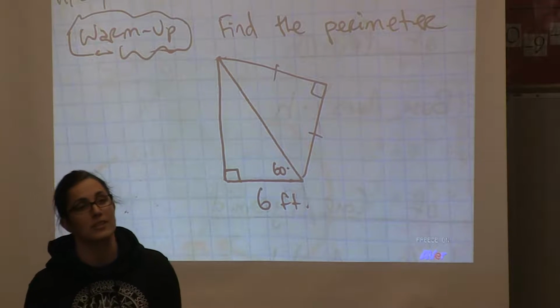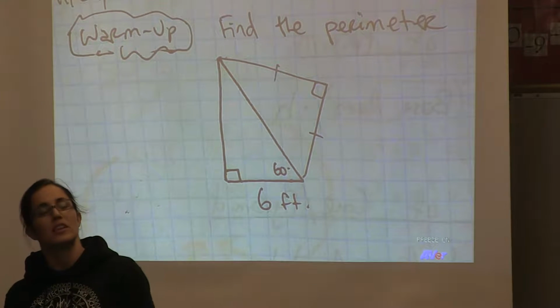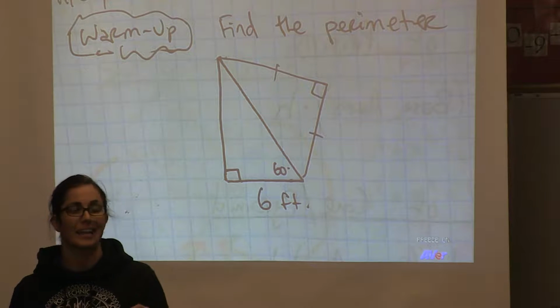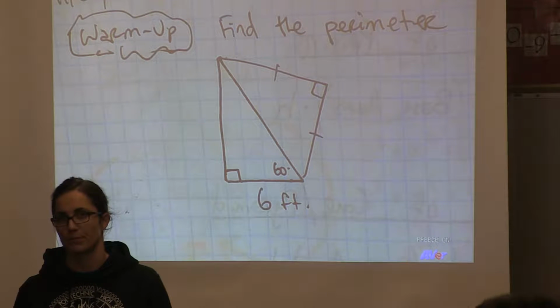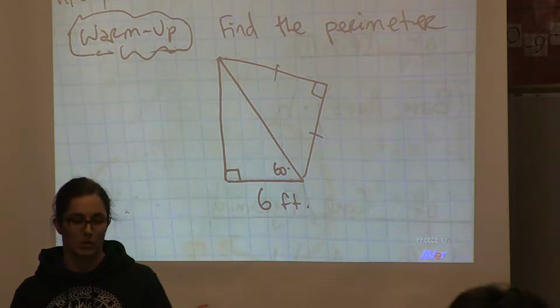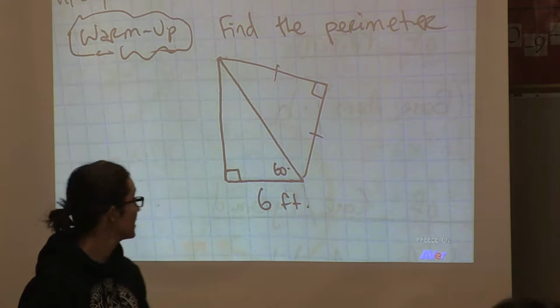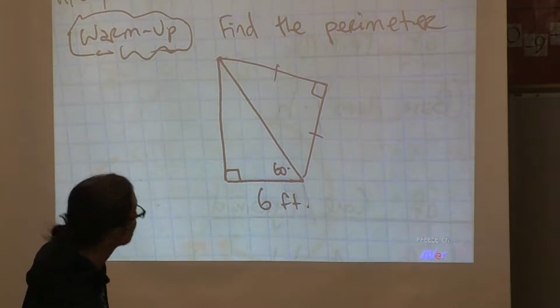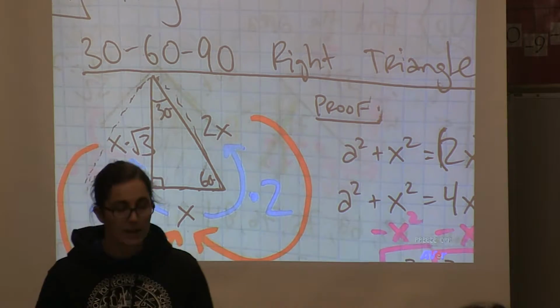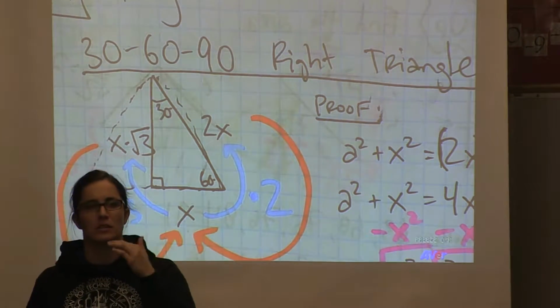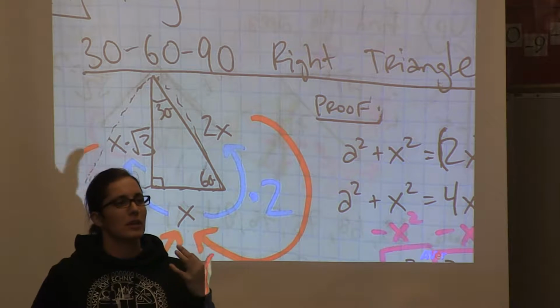You need to use properties of both, which is why I love it, the 30, 60, 90 right triangle and the 45, 45, 90 right triangle. Okay? So we're going to have to use both, which is just fantastic. We talked a lot yesterday about the 30, 60, 90 right triangle. And we talked about this idea of it being the pivot point.